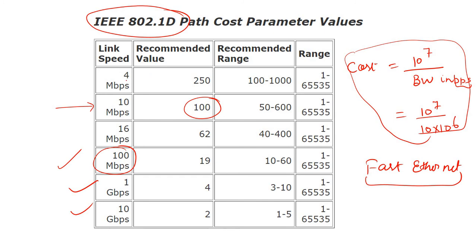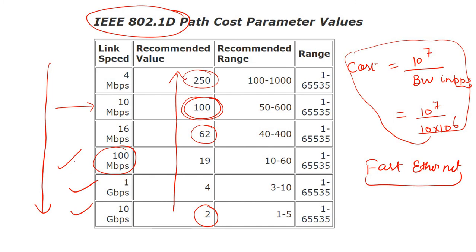The IEEE has given the path costs: whenever a link is 4 Mbps, it will have a path cost of 250. If the link is 10 Mbps, the path cost is 100. If it is 16 Mbps, the path cost is 62. If it is 10 Gbps, the path cost is 2. So if you look, whenever the bandwidth increases, this value decreases, right? The path cost is decreasing while the bandwidth is increasing, so they are vice versa. The higher the bandwidth, the lower the cost.